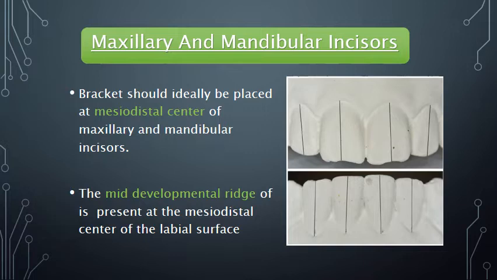Maxillary and mandibular incisors. The bracket should ideally be placed at the mesiodistal center of the maxillary and mandibular incisors. The mid-developmental ridge is present at the mesiodistal center of the labial surface.